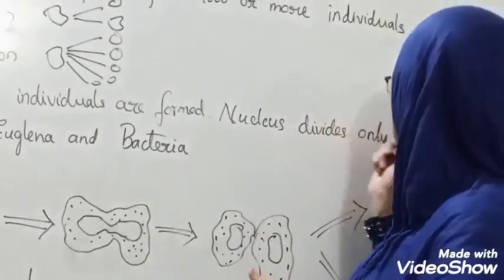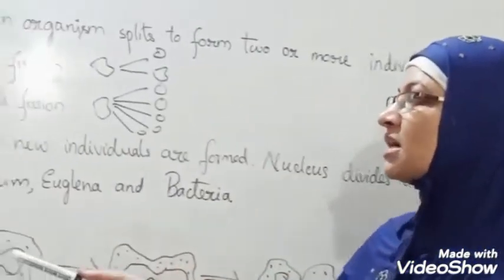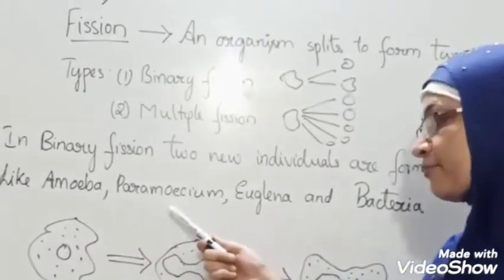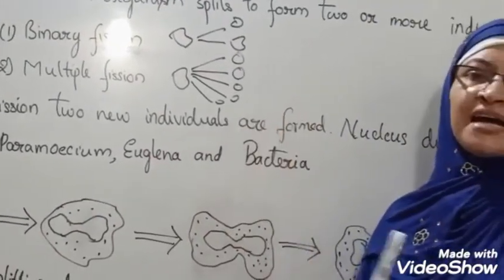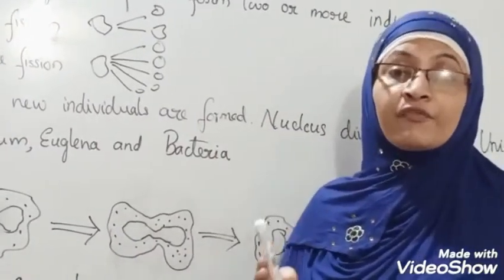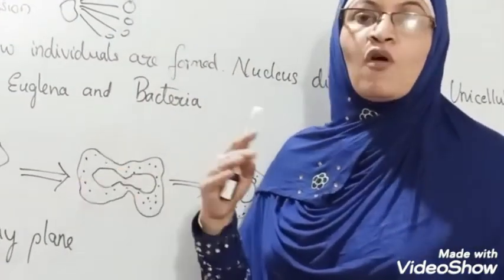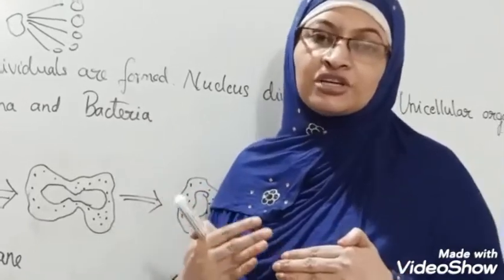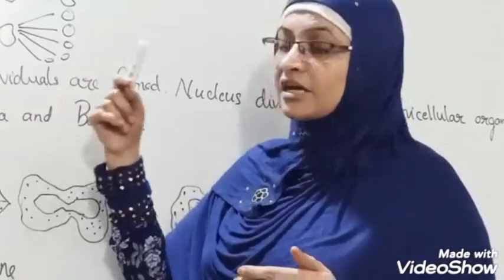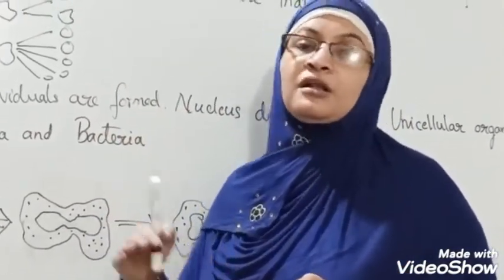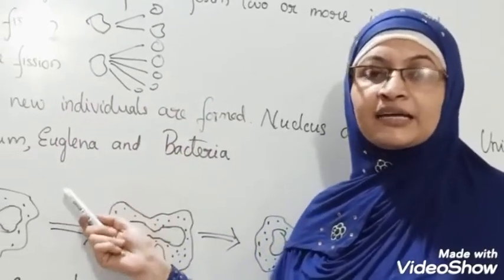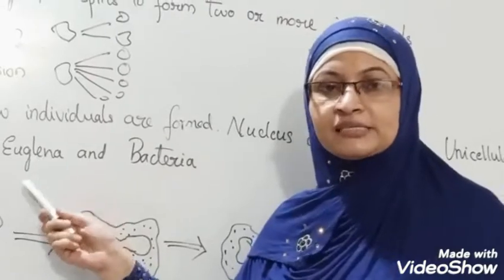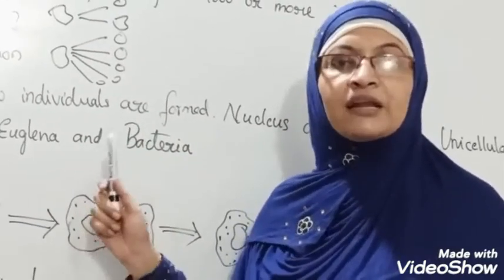Then some of the unicellular organisms like amoeba, paramecium, euglena and bacteria show this binary fission under favorable conditions. Why am I repeating this, under favorable conditions? Because I know that if the conditions are not favorable, then multiple fission will take place. So I am repeating again and again, binary fission takes place only under favorable conditions.